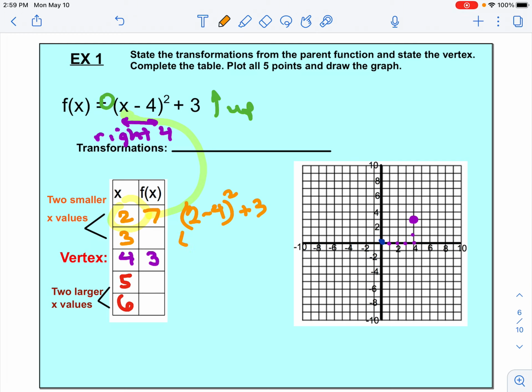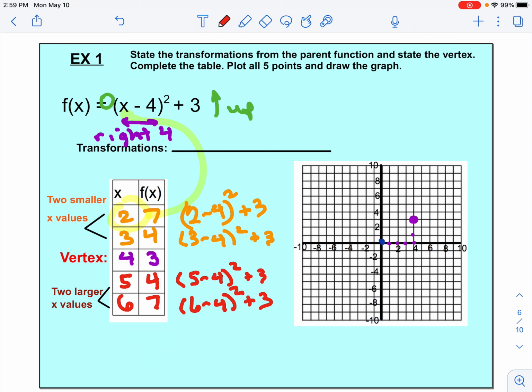Okay, so now we're going to put the 3 in there. 3 minus 4 squared plus 3. So again, type the whole thing into your calculator so you make fewer mistakes, and that gives you 4. Now I'm going to put the 5 in there. So I would have 5 minus 4 squared plus 3. Again, use those parentheses correctly, and that gives you a value of 4. And when I plug 6 in there, that gives me 7.